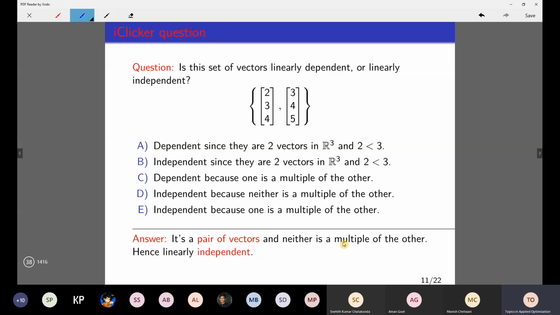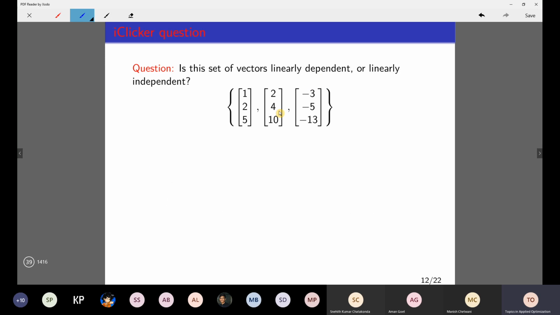So the answers are already given here. Another argument was that this is a pair, so a pair of vectors is dependent only when one is a multiple of the other, and in this case clearly one vector is not a multiple of the other.